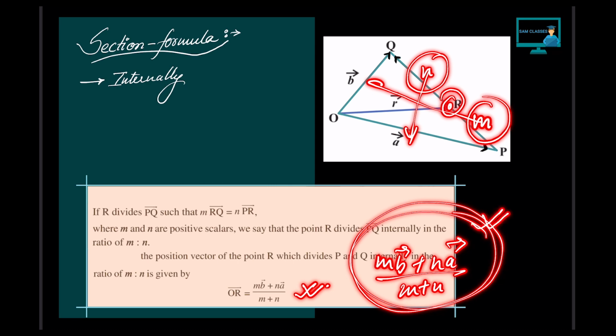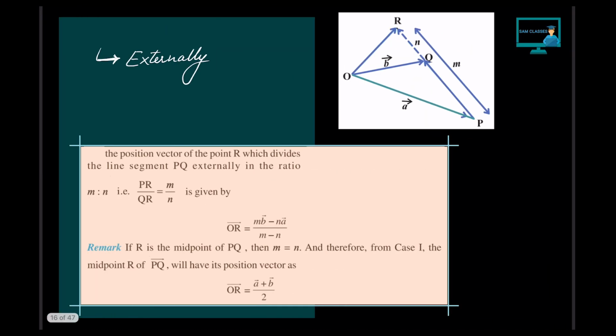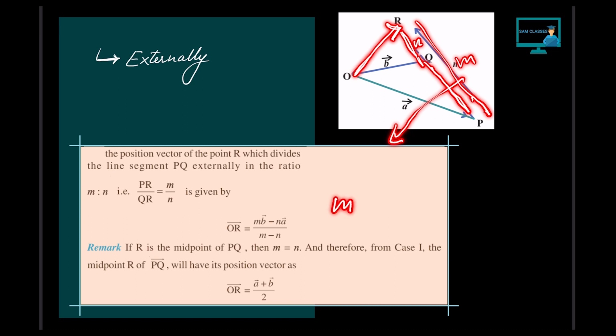Internal division means PQ is cut internally by R. External division: here PQ is this one, and R is cutting outside of it. This whole thing is m and this whole thing is n. In that case, the formula almost remains the same. Again cross multiply, mB minus nA, only the minus comes in the case of external, divided by m minus n.